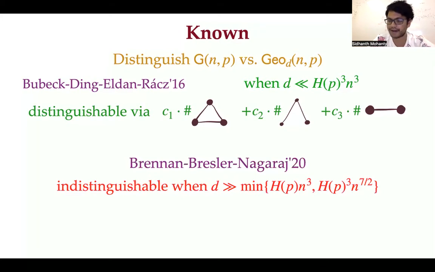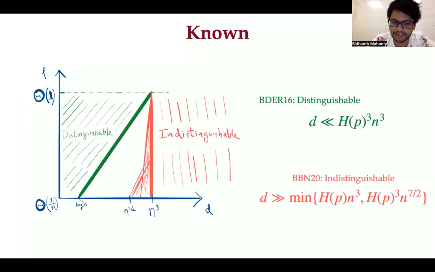And in an effort to close this gap, Brennan, Bresler, and Nagaraj studied this question. And they showed indistinguishability for somewhat improved parameters. These were better parameters, but they still didn't quite close the gap. So here, just to make the results easier to visualize, we've expressed this in a phase diagram. And in this phase diagram, the green region is where Bubeck, Ding, Eldan, and Rácz proved that the two models are distinguishable. And the red region is the indistinguishability that we know so far.